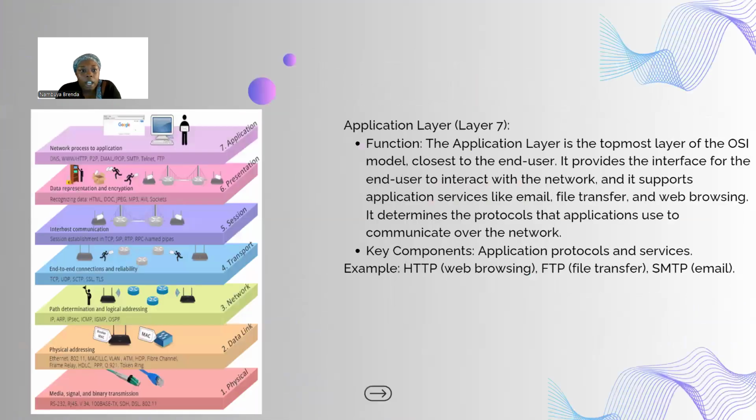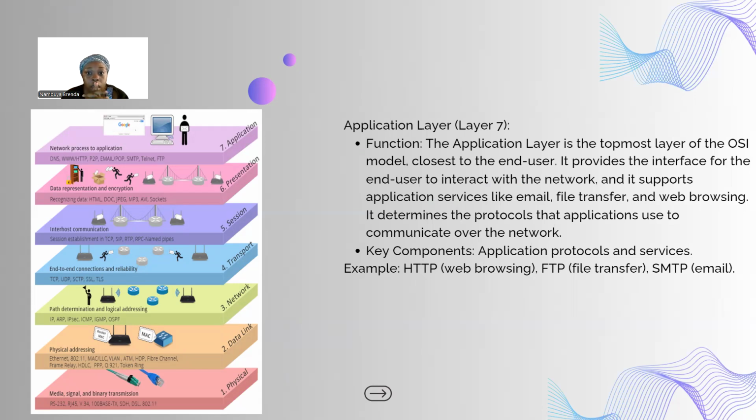So with that, you're going down to our last layer, which is the application layer. This one is the topmost layer of the OSI model, which is closest to the end user. That is you, me. Right now I'm using an application to do this presenting. This provides the interface for you and me to interact with the network.